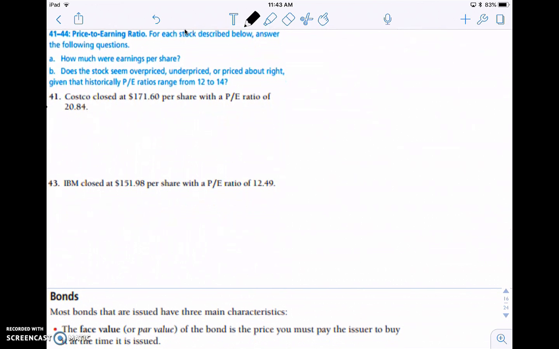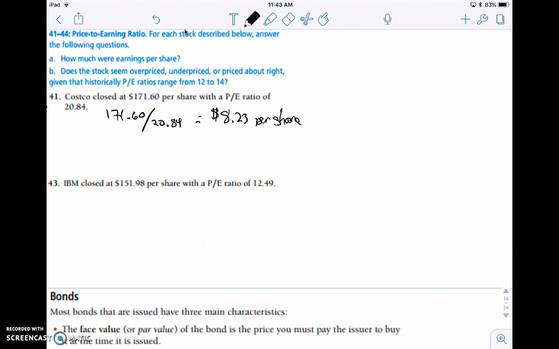Okay, so we wanted to first look at how much were earnings per share. So first we're going to look at Costco. And remember that for our earnings per share, we're going to take the price per share, and we're going to divide it by that price to earnings ratio, which is 20.84. Okay, and they made about $8.23 per share for Costco.